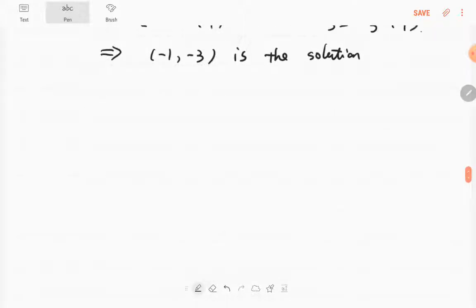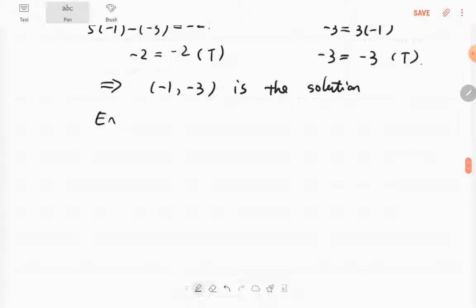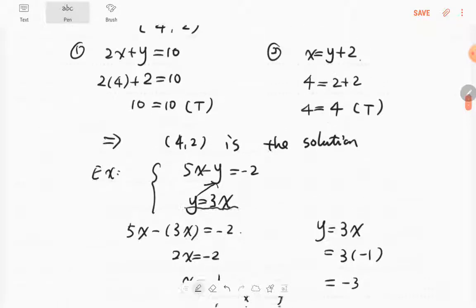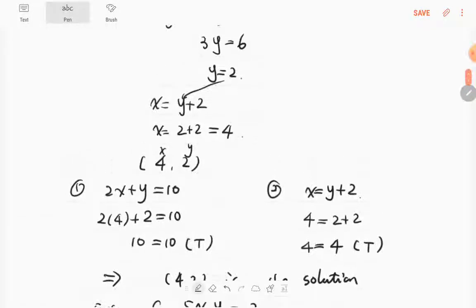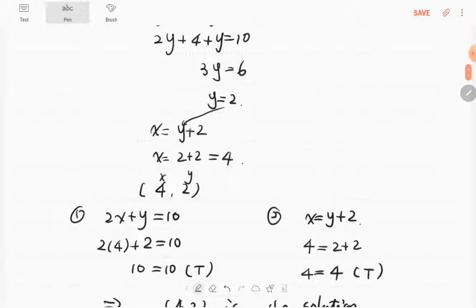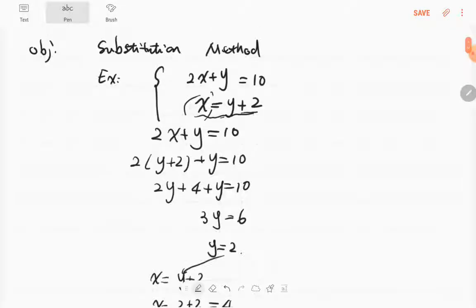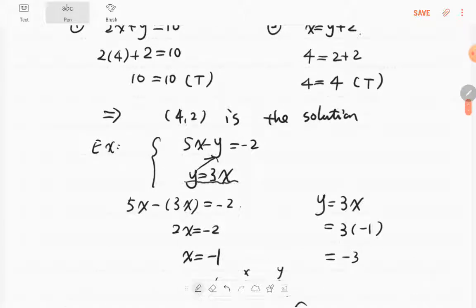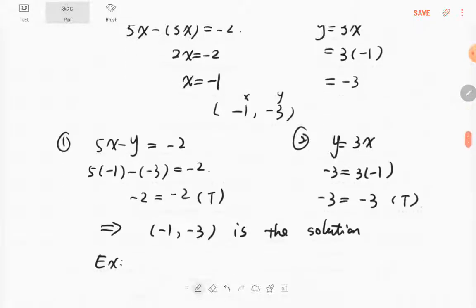So we can check another one. Because in the first example, we used something to substitute x because we already solved for x. And in the second example, we used something to substitute y because we already solved for y. But let's check the third example.